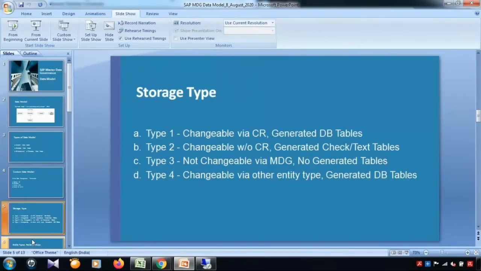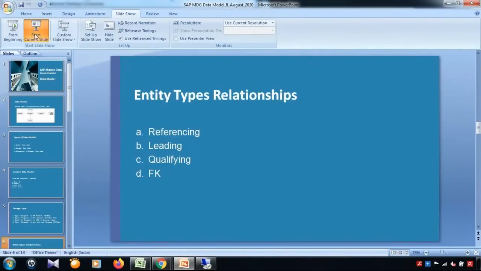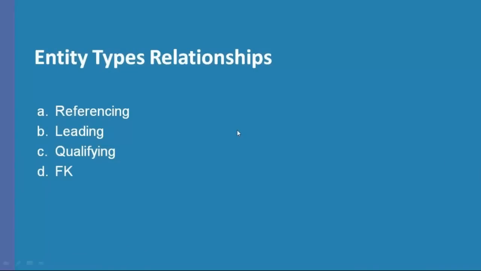So now coming to the relationship types, there are four different types of relationship. In today's example, I will only go with the first type of relationship, that is a referencing relation. I will come to the rest of the relationship types in a different demonstration. Today I want to restrict myself to the first type, which is the referencing relationship. Now, what is a referencing relationship?